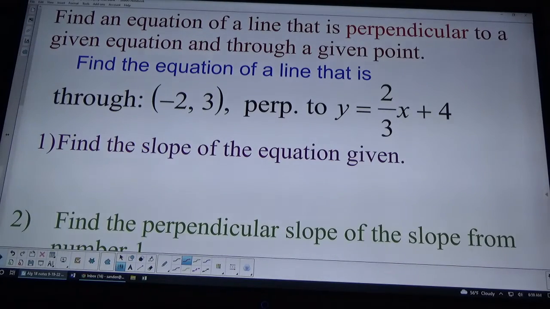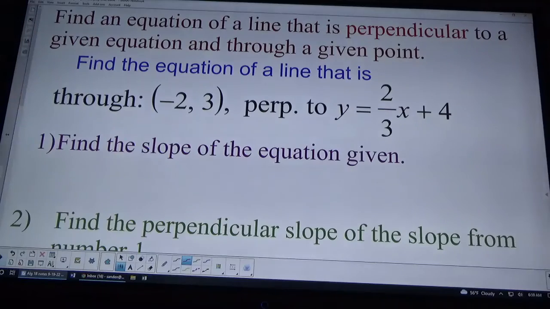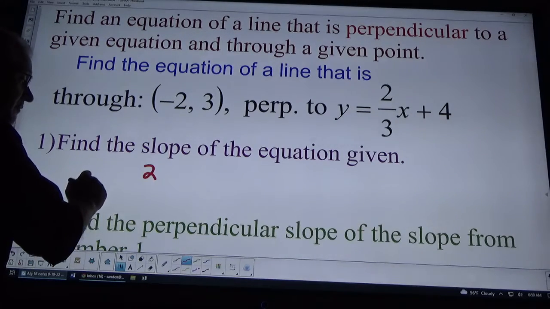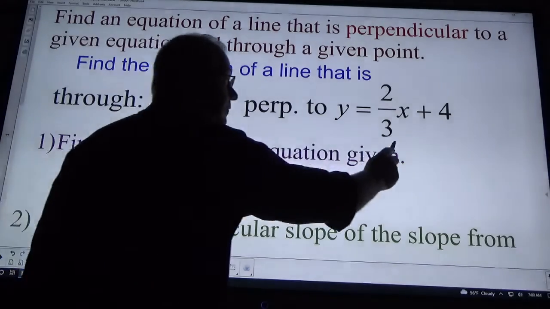So given that information, find the equation of a line that is perpendicular to a given equation and through a given point. So if we're trying to find the equation here through the point negative 2, 3, and it's going to be perpendicular to this equation, the first thing I have to do is find the slope of the equation I'm given. Now in this case, that's 2/3, right here.